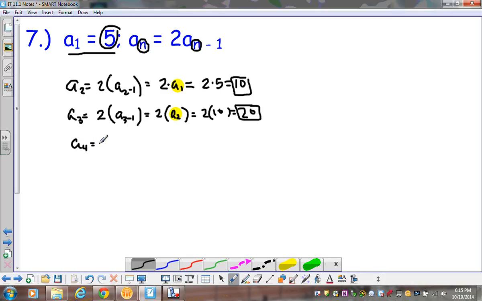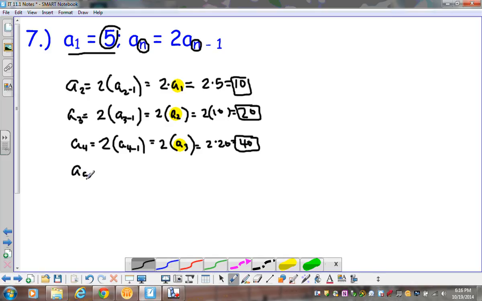All right, so let's find my fourth term. Once again, to find my fourth term, I plug in a 4 anywhere I see an n. So it's going to be 2 times a sub 4 minus 1. Well, 4 minus 1 is 3, so it's going to be 2 times a sub 3. That just means I'm using my third term, so it's 2 times my third term. Well, my third term I just found to be 20, so it's 2 times 20, which happens to be 40. Cool.